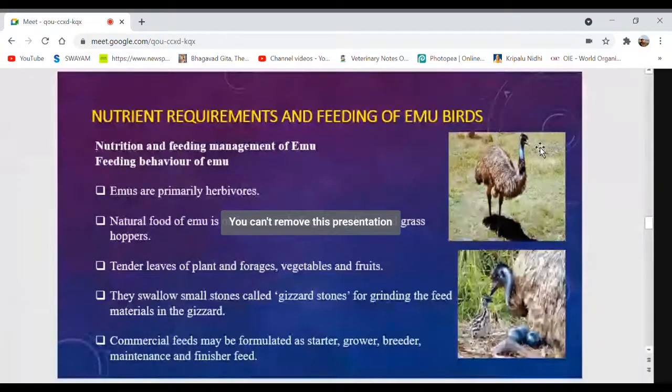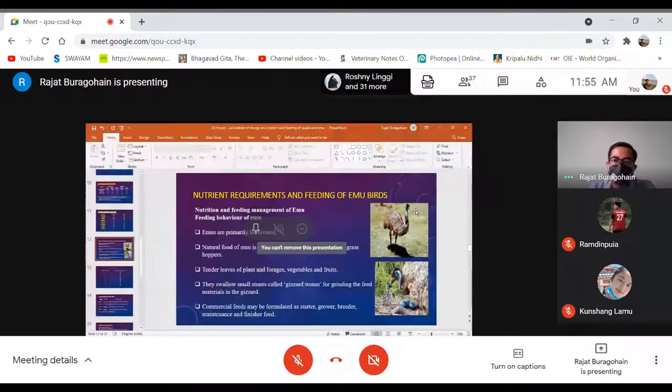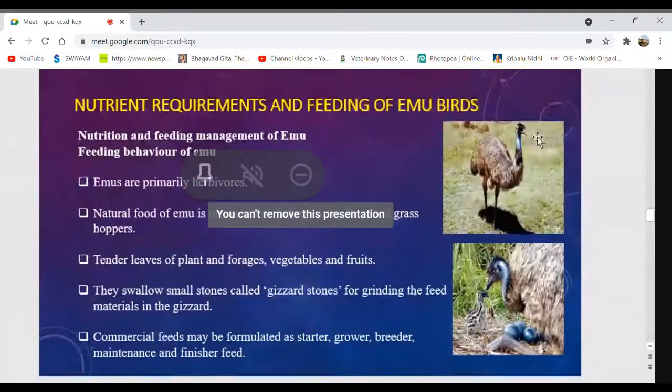we allow them to move here and there, and in that open space itself we can provide feeder, we can provide feed in the feeder, and water also we can provide in the open space. This way we can manage the emu bird.